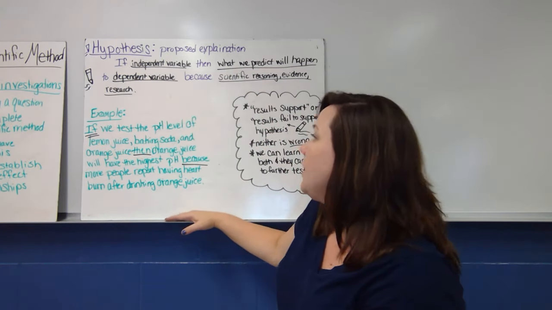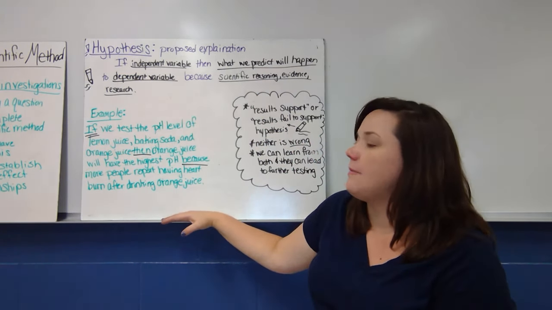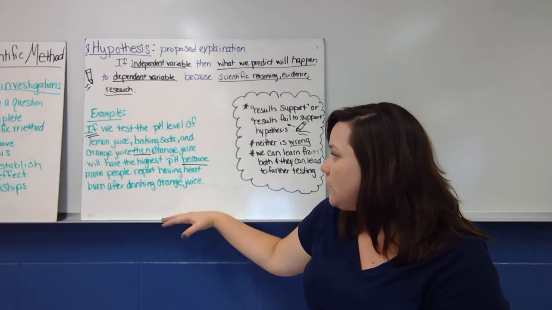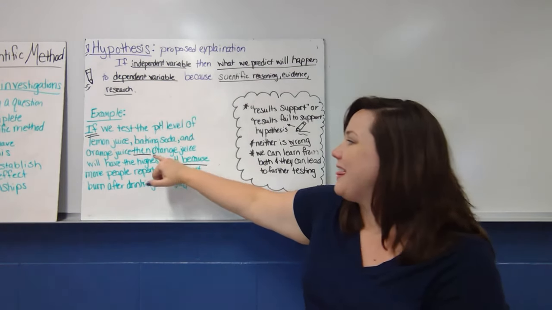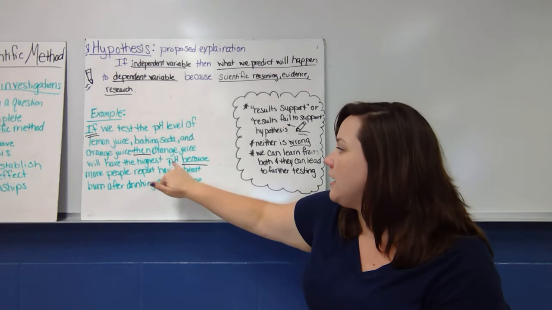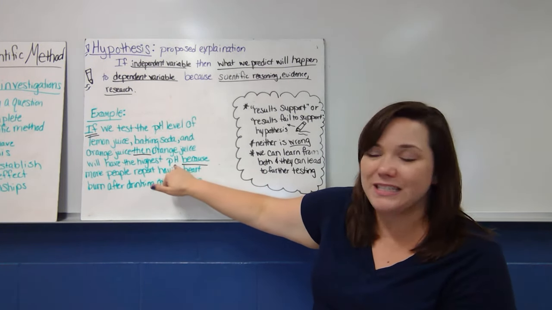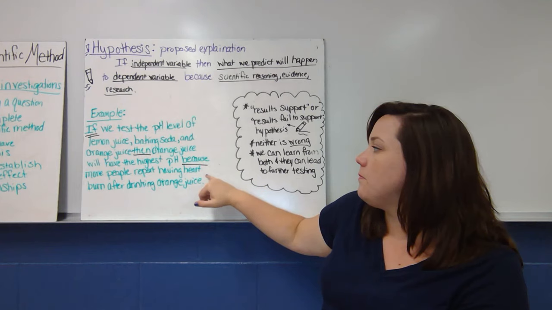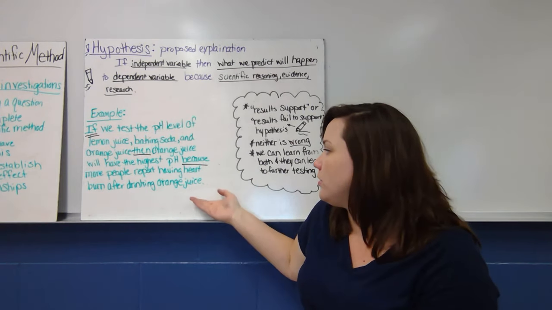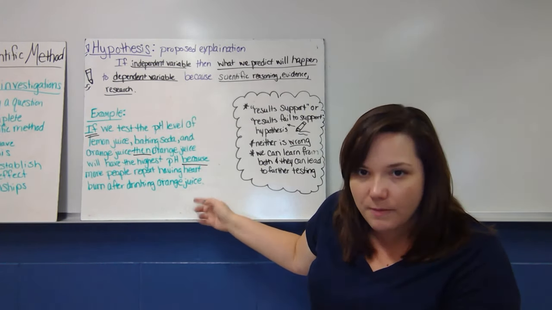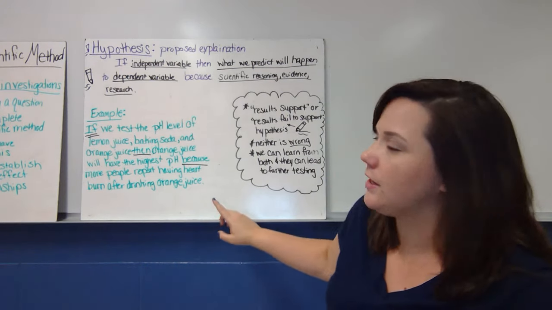So here's an example. If we test the pH level of lemon juice, baking soda, and orange juice, those would be my independent variables, then the orange juice will have the highest pH. That would be my dependent variable, because more people report having heartburn after drinking orange juice. I don't know if that's true. I made that part up. Just for an example.